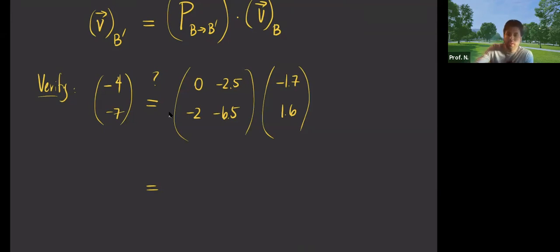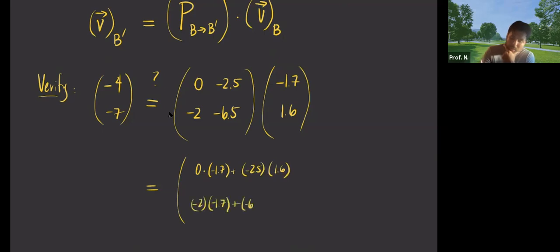If you put this in your calculator, yeah, we're not in calculus anymore, right? We're not in Kansas anymore. So if you do the actual computation, 0 times -0.7 plus -2.5 times 1.6, and then -2 multiplied by -1.7 plus -6.5 times 1.6, if you do the computations, you do indeed get -4, -7.